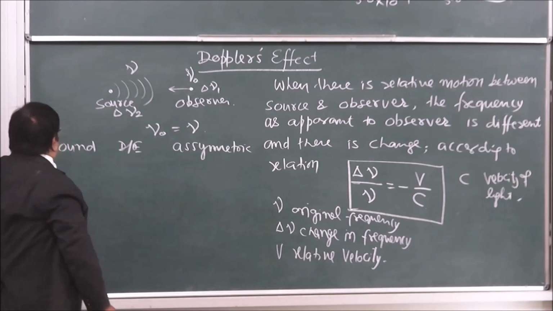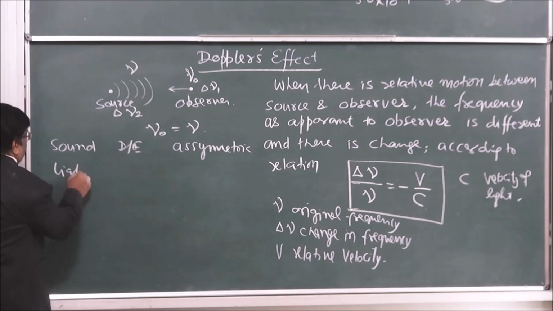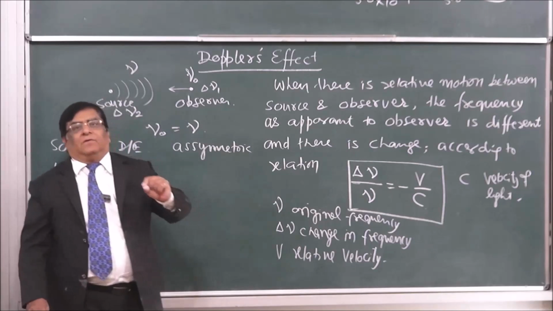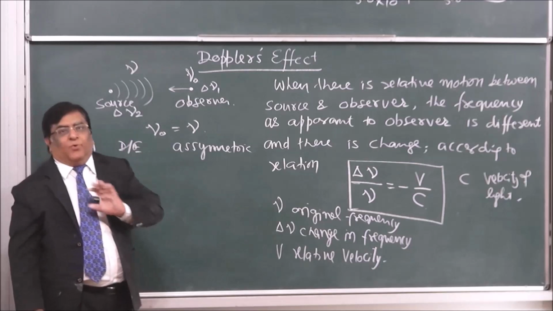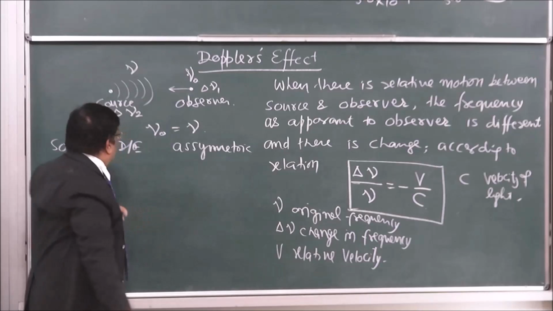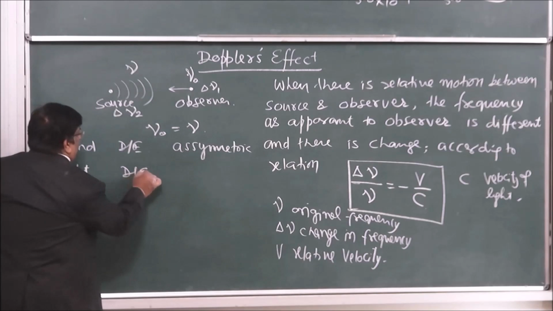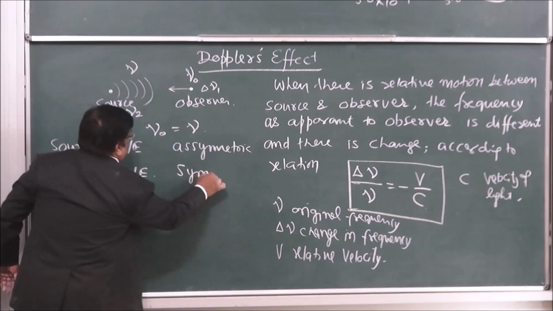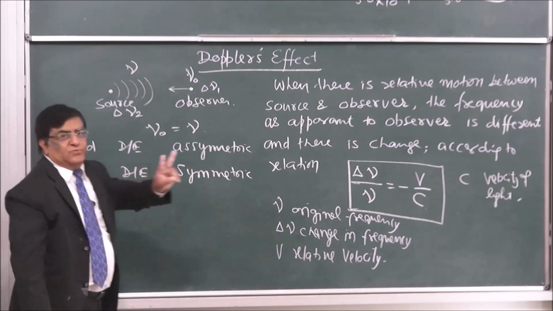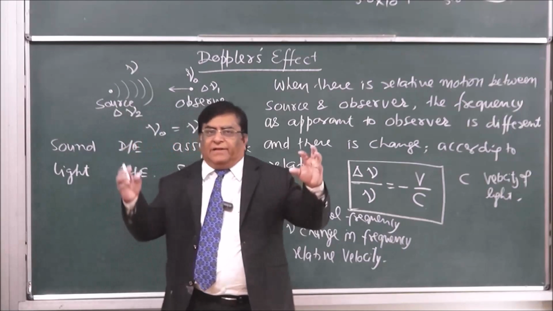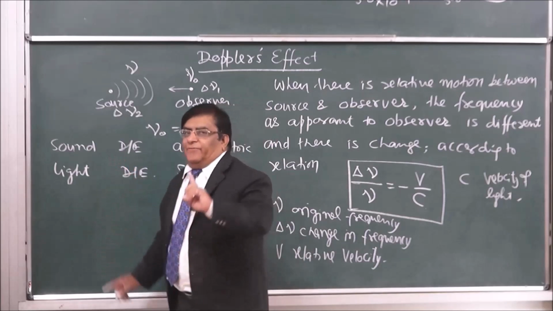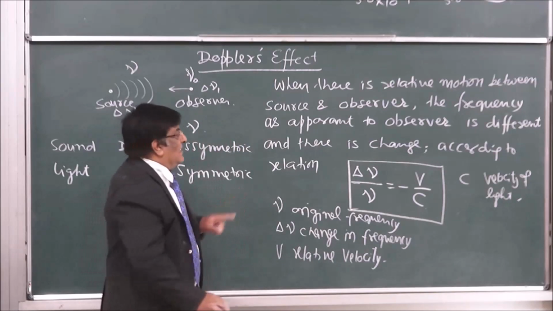But in light, whether observer is moving or whether source is moving, in both the cases, the change in frequency is same. So we say Doppler's effect is symmetric. So either of the two, source or observer, any one of them moves, the effect is same. In sound, effect is different. This is asymmetric and symmetric.